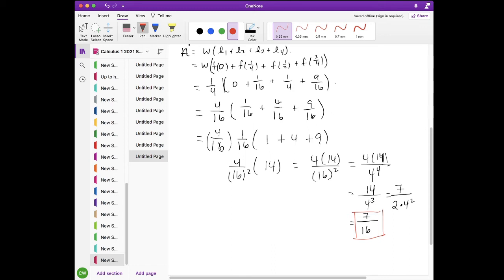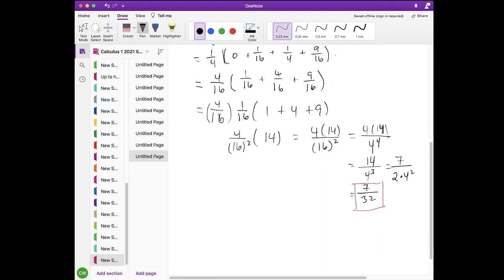Sorry, why is it 2 times 4 squared? Oh, 4 squared is 16. Oh, silly. Thanks. 32. Yeah, so sorry. What's 7 over 32? 0.21. Okay, cool.